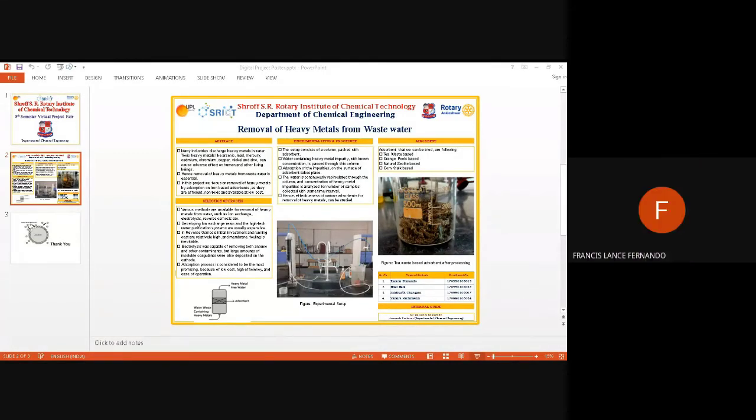From this experiment we can study at what rate and how efficiently the adsorbent is capable of removing heavy metals. We can also repeat the same experiment with different adsorbents to study which adsorbent can be very useful for this process. Now Niral will explain about other adsorbents.